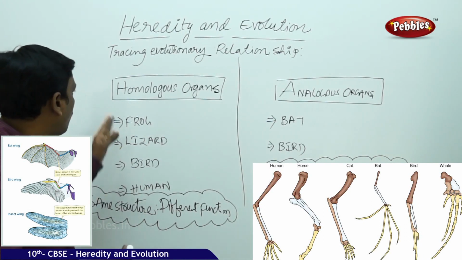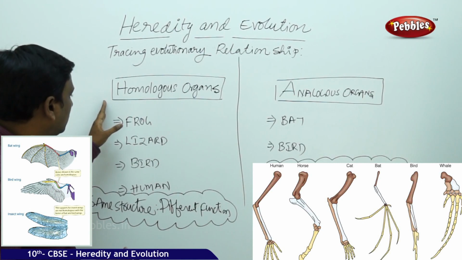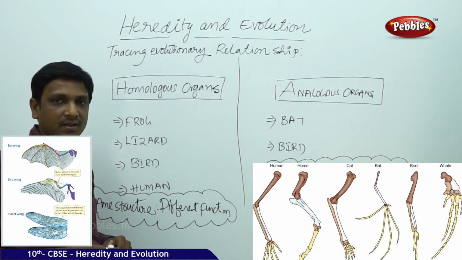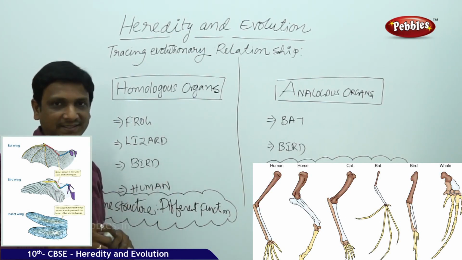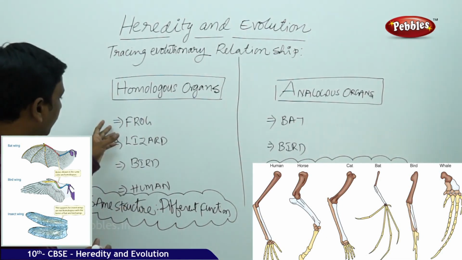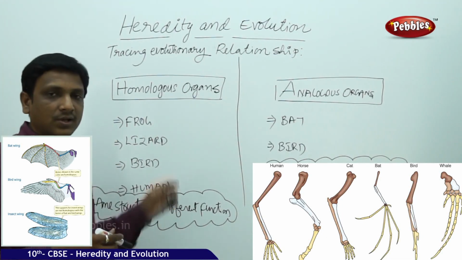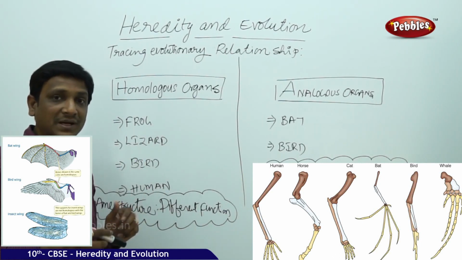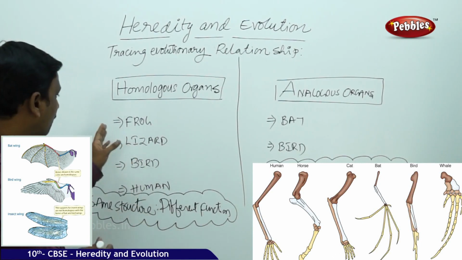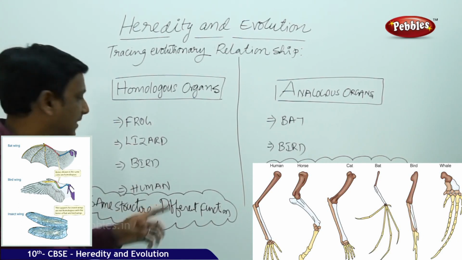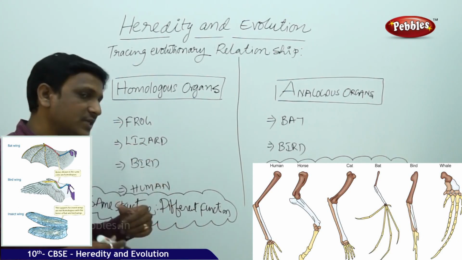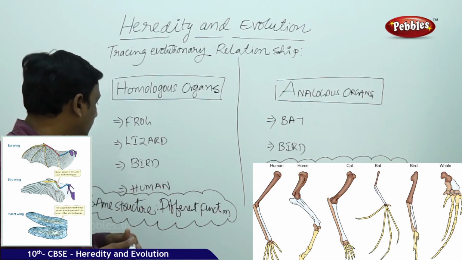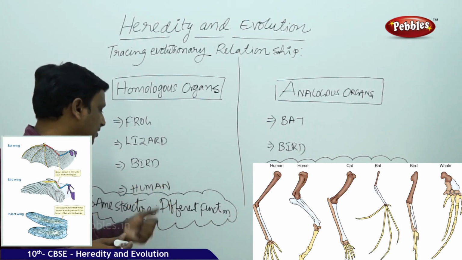Here we see homologous organs. We know that we have 4 limbs, 2 hands and 2 legs. Here we take this example: frog, lizard, bird, human. All these 4 animals have 4 limbs, but they use them in a different way. Frog uses its limbs in a different way compared to human. Lizard uses its limbs in a different way compared to bird. Bird uses its limbs in a different way compared to human.